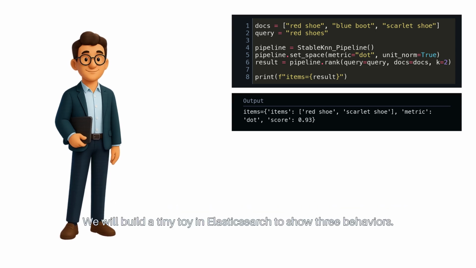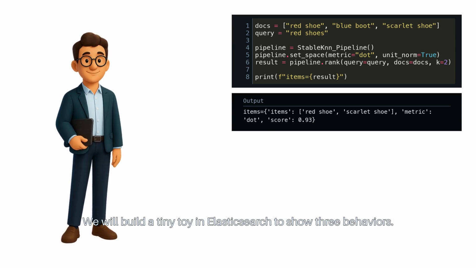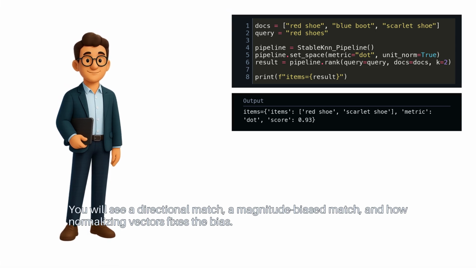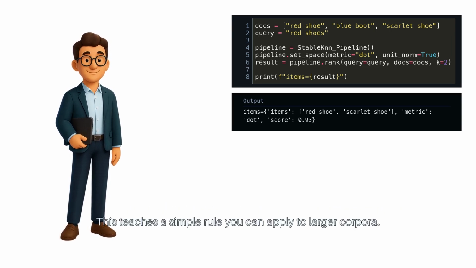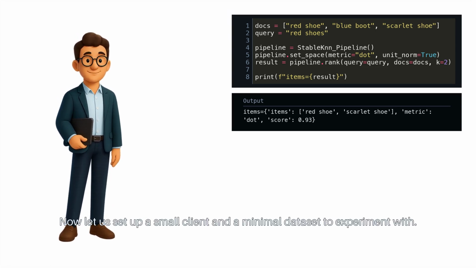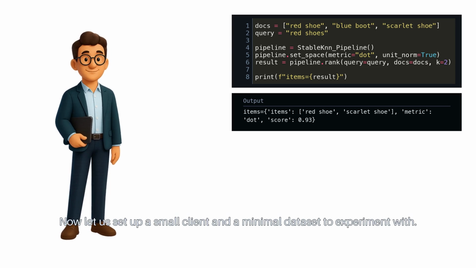We will build a tiny toy in Elasticsearch to show 3 behaviors. You will see a directional match, a magnitude biased match, and how normalizing vectors fixes the bias. This teaches a simple rule you can apply to larger corpora. Now let us set up a small client and a minimal dataset to experiment with.